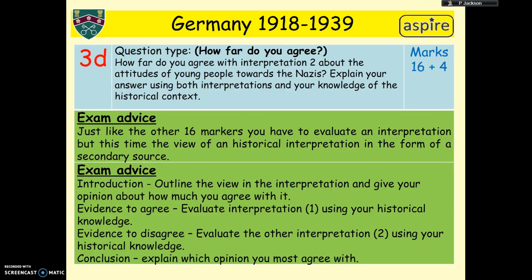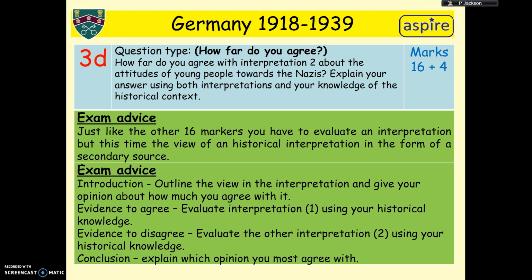And then finally, question 3D. Now, quite a lot of you found this question quite difficult the last time we did it, so you really need to hone in on the exam technique required for this. So for question 3D, you take the interpretations that you've already used in question 3B and 3C, and you have to evaluate an interpretation and an opinion. But this time, rather than them giving you the opinion, you have to work out the opinion for yourself. So the question, as this example one says, something like, how far do you agree with interpretation 2 about the attitudes of young people towards the Nazis?